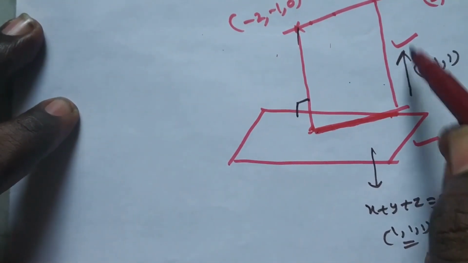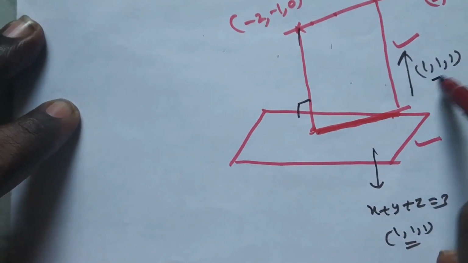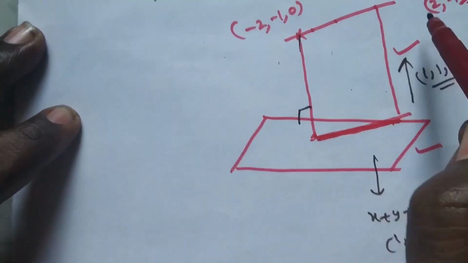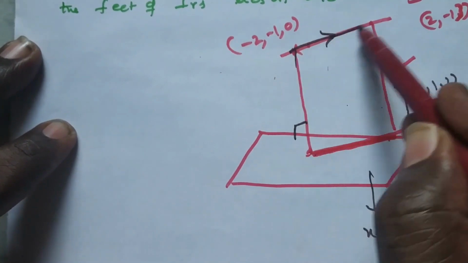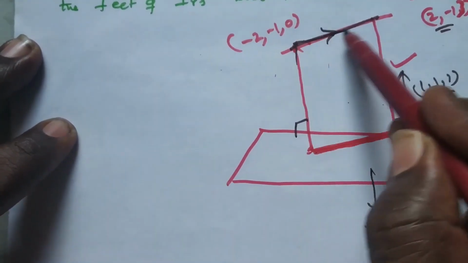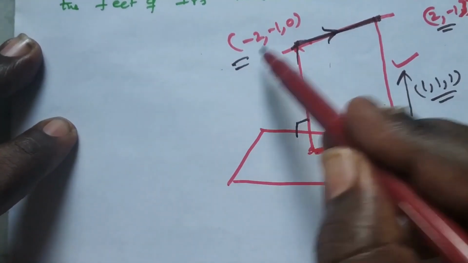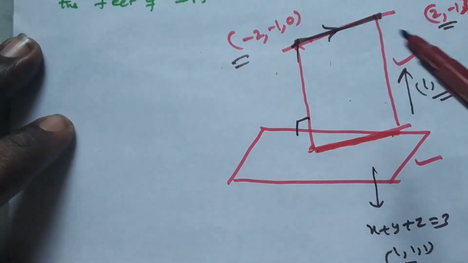So this line is parallel to my required plane. So the line direction ratios are 1, 1, 1. Already one of the lines is known to you. This is 2, minus 1, 3, the direction ratios of this line. Also one of the points on the plane is known to you, that is minus 2, minus 1, 0.